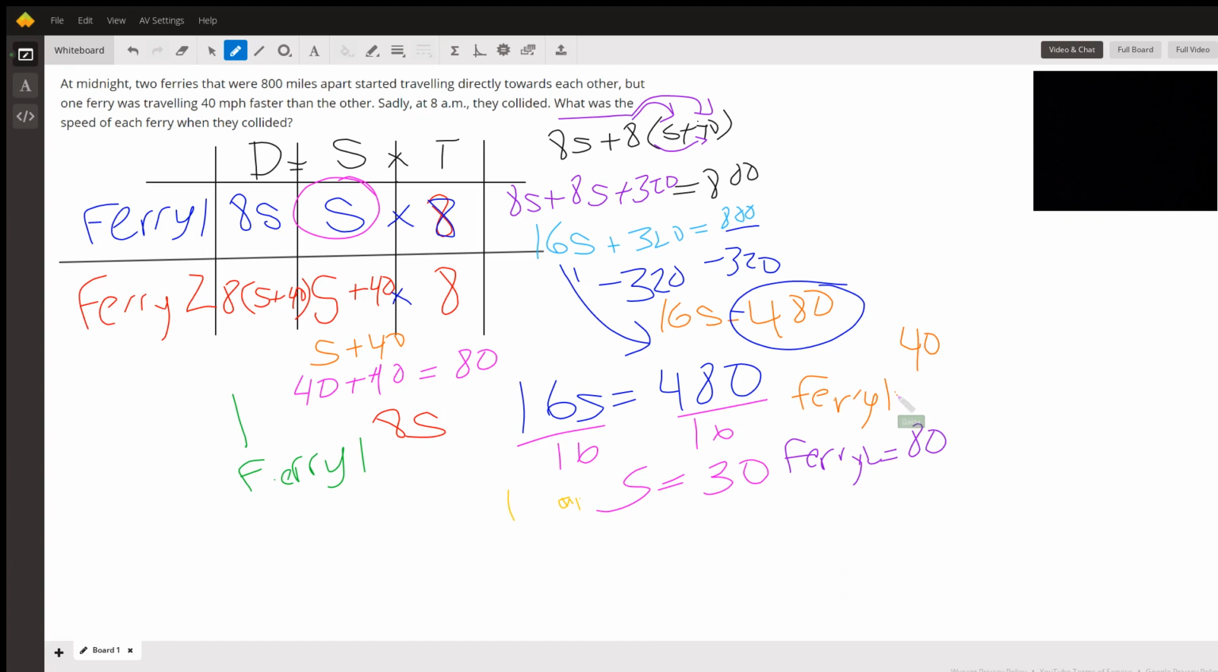So the answer to the question, what was the speed of each ferry when they collided? When they collided 8 hours later, the speed of ferry 1 was 30 miles per hour. The speed of ferry 2 was 70 miles per hour.